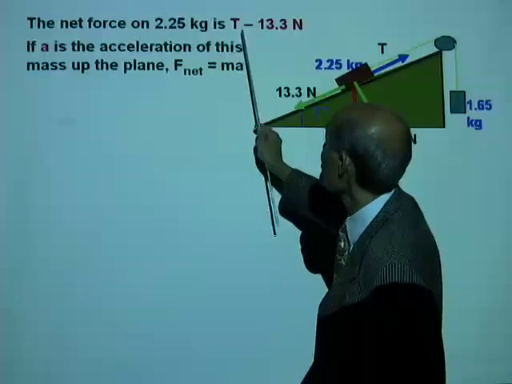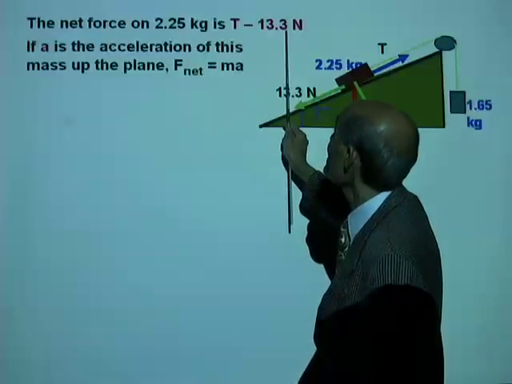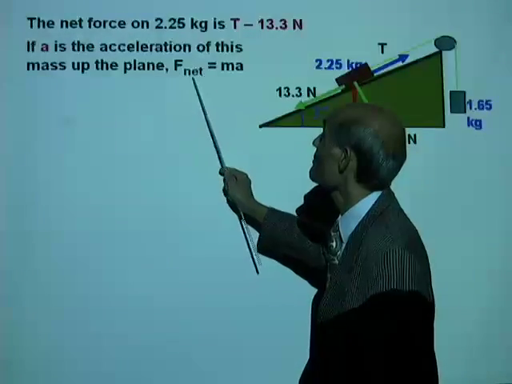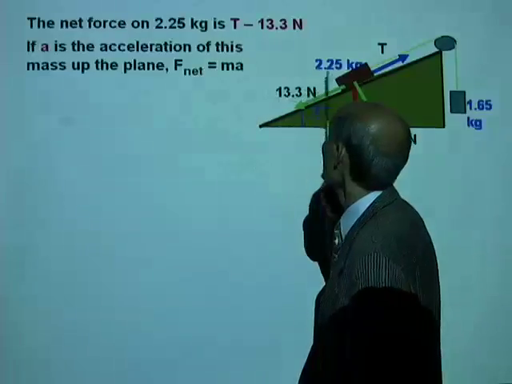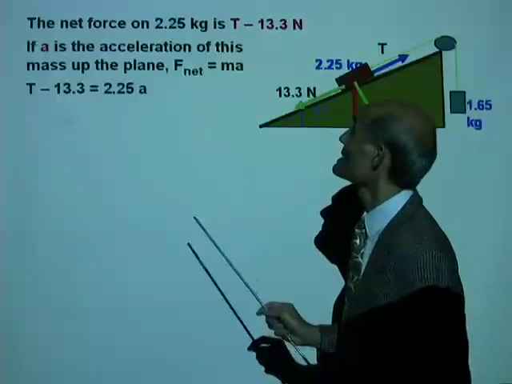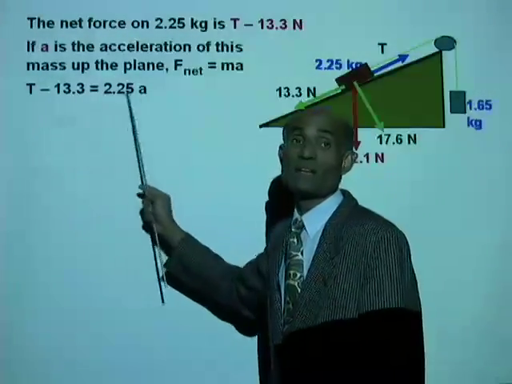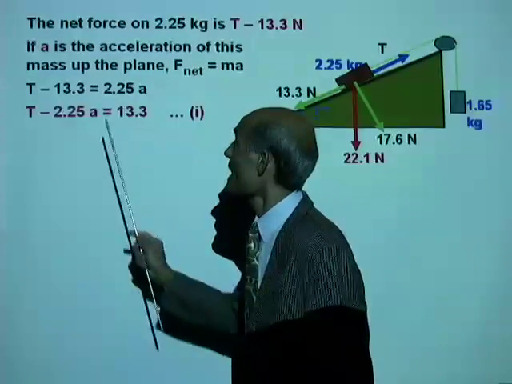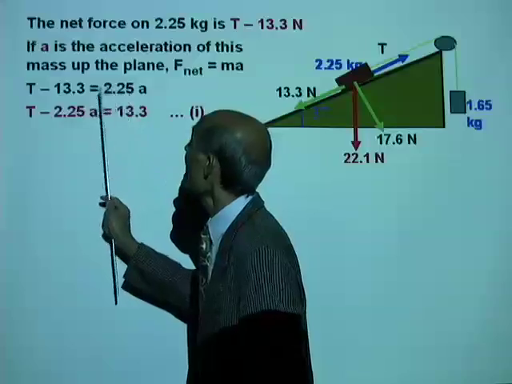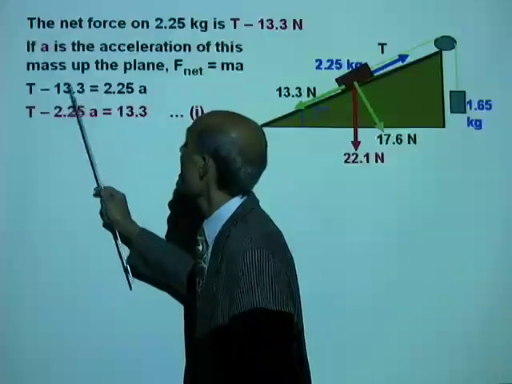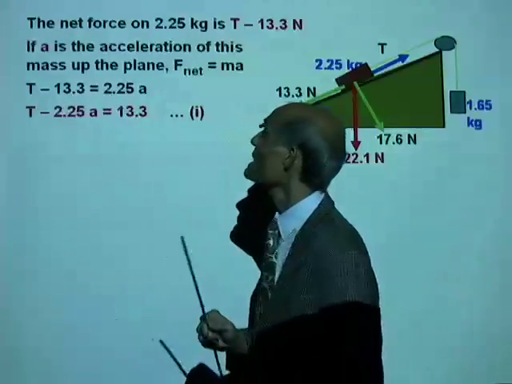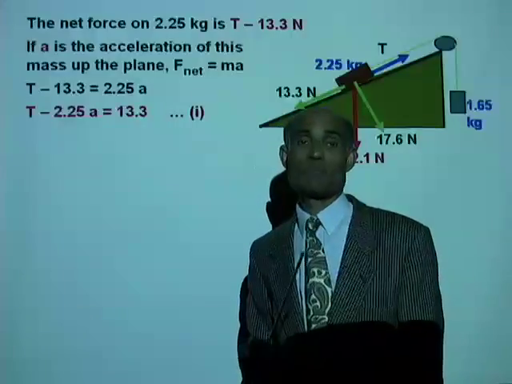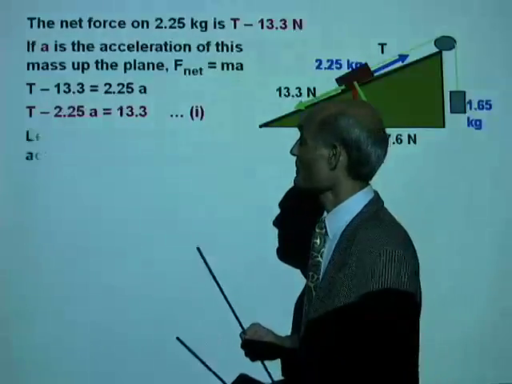What is that first equation? T minus 13.3, that is F net, equal to MA, 2.25 times A, and let's rewrite that equation. That will be T minus 2.25A equal to 13.3. That is our first equation.